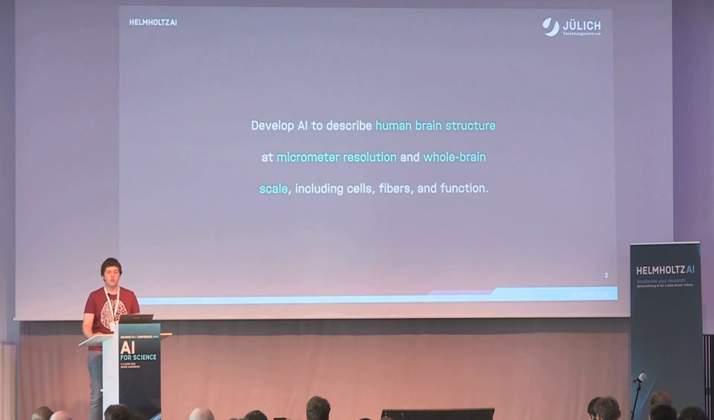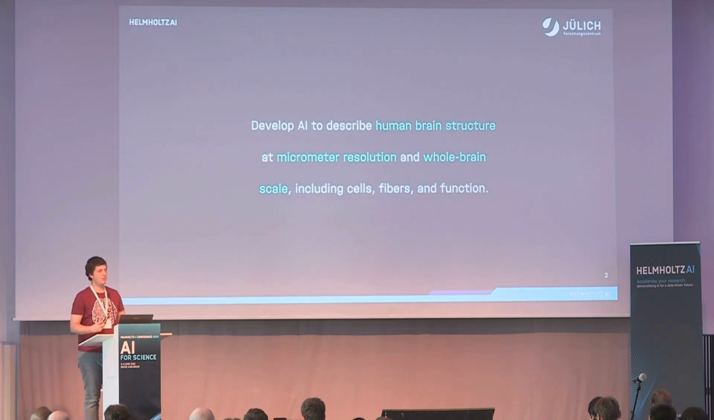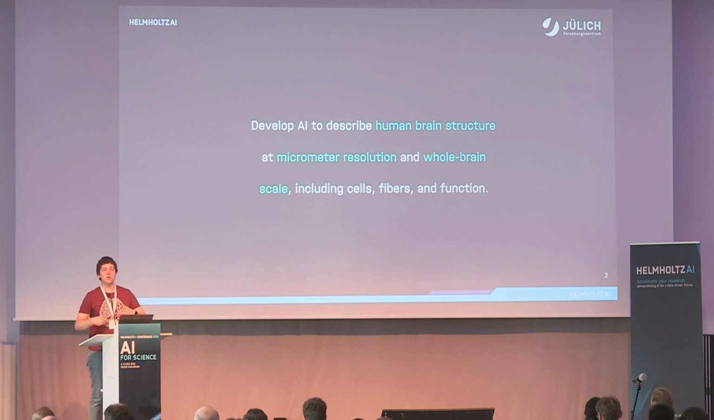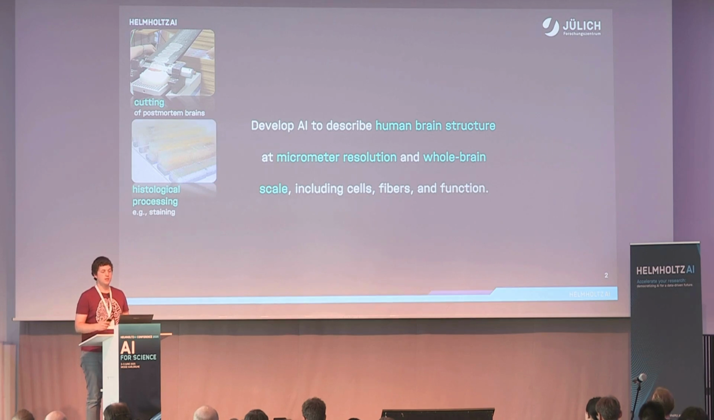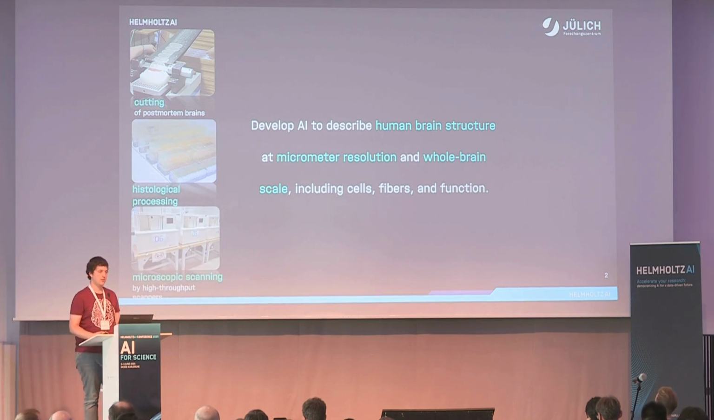So one of the core goals of our lab is to develop AI methods to describe human brain structure at micrometer resolution and at whole brain scale, including cells, fibers, and their function. For this, we acquire post-mortem human brains, we slice them into thin slices, process them, and then digitize them using high-throughput microscopic scanners for further analysis.